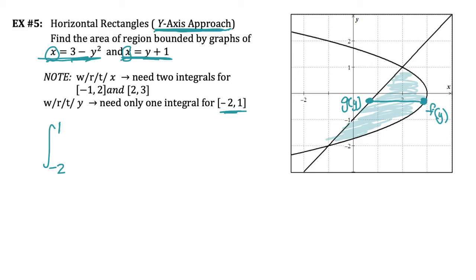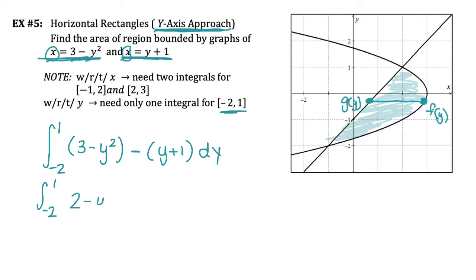Now, let's see which one is further right instead of which one's on top. It's the one that's a parabolic shape. So we're going to say 3 minus y squared, and then minus (y plus 1), and then we're going to say dy because we're in terms of y now instead of x. We can put some of this together again from -2 to 1. If we put this together, we're going to have 2 minus y squared dy, and then the rest of it is just regular integrating. Your answer for this should be 9/2.